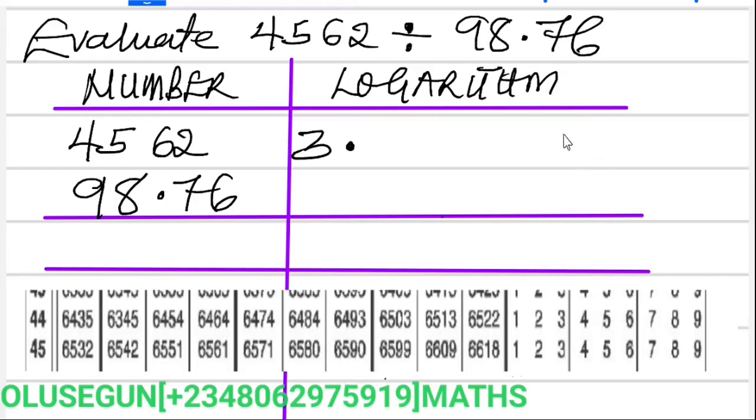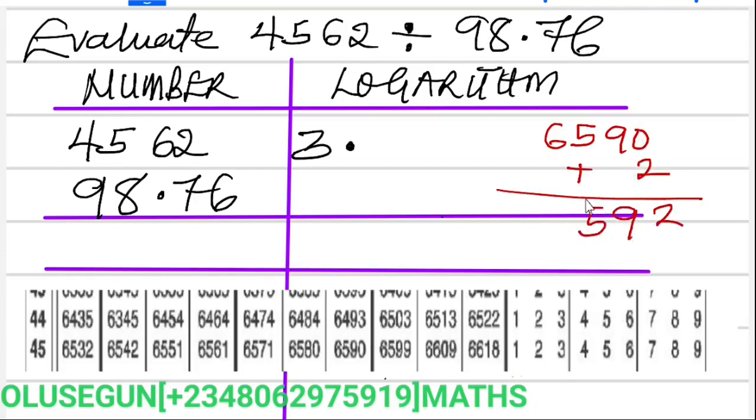Let's write it out. 6590. Difference 2 is 2. You know it's 45: 1, 2. You put 2 here and add it together. We have 6, 5, 9, 2. So the logarithm of 4562 is 6592. That is how to find the logarithm of this number.